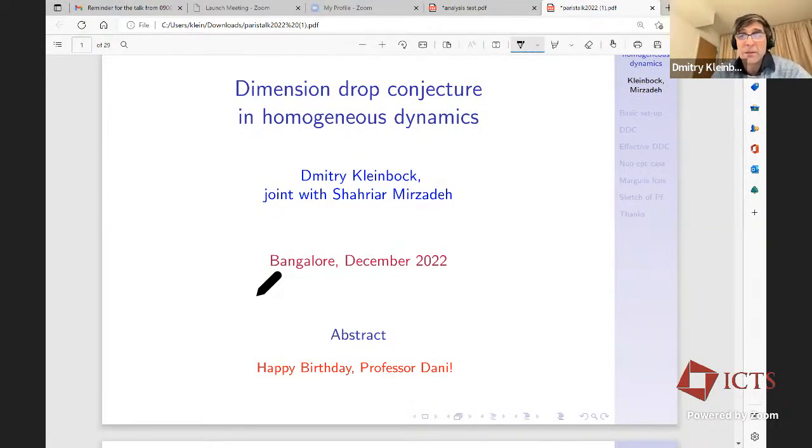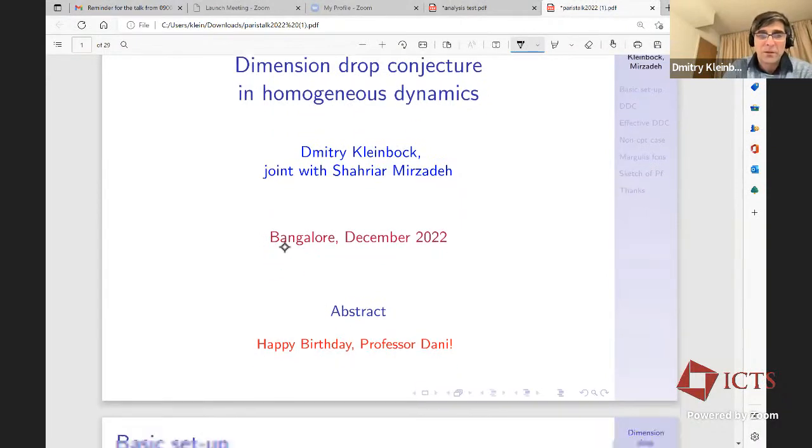And let me start. So this is joint work with Shah Mirzadeh, who actually is here on Zoom somewhere. If something goes wrong, feel free to correct me. I hope to do my best to convey what we did. And let me start with some basic setup.